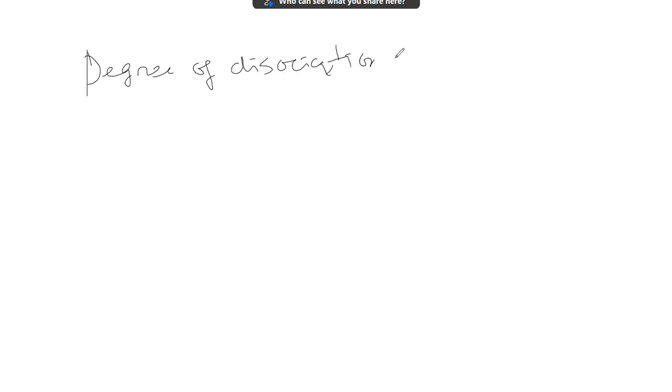Dissociation. It is denoted by alpha. What does degree of dissociation mean? Suppose in a reversible reaction, a time will come when the concentration of the reactant and the product doesn't change with time. Think of the reaction PCl5 giving PCl3 and Cl2. A time will come when the concentration of the reactant and the product doesn't change with time. In such a case, I can say it has attained equilibrium.